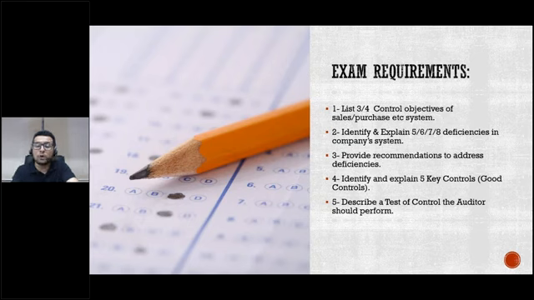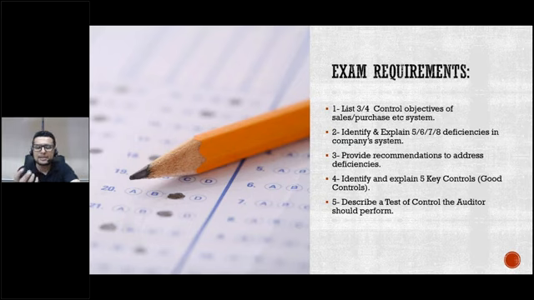The first requirement could be to list 3 or 4 control objectives of, let's say, a sales system. If an organization has designed and implemented a sales system, why have they designed it? If an organization has designed and implemented a purchase system, why have they designed a purchase system? So the first possible requirement is to list 3 or 4 control objectives. I believe it's a knowledge based requirement because this particular requirement has got nothing to do with the scenario of the question itself.